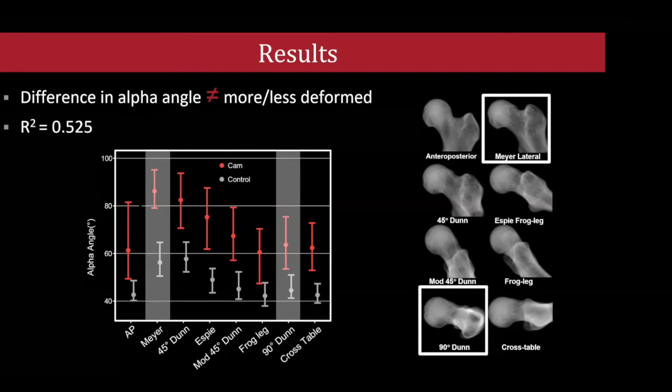And unfortunately, even with all these views to work with, the best that we could get was an R-squared of 0.525, which means that the alpha angle is describing only about half of the variation in the true deformity that we're seeing. And what's interesting is that these are shape data for just the region where the CAM lesion is, not for the entire proximal femur. So if we're focused just on the region of the CAM lesion, we're still not very good at using the alpha angle to predict the deformity.